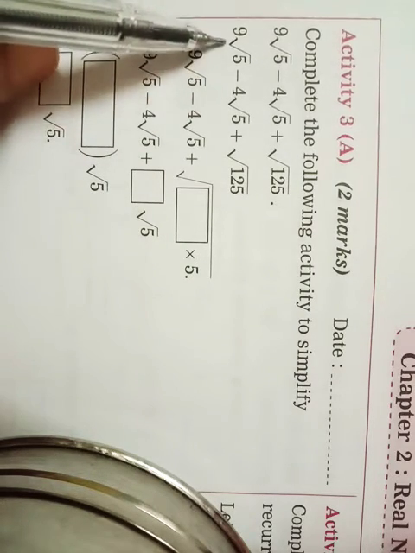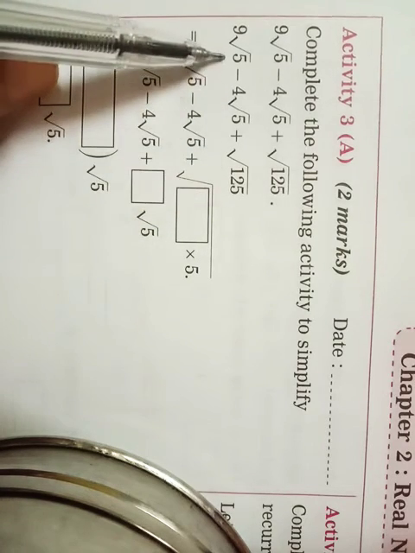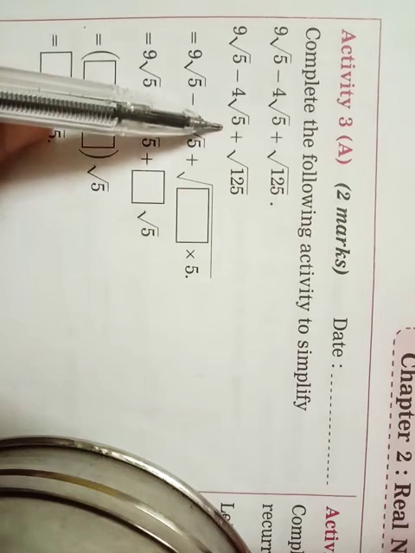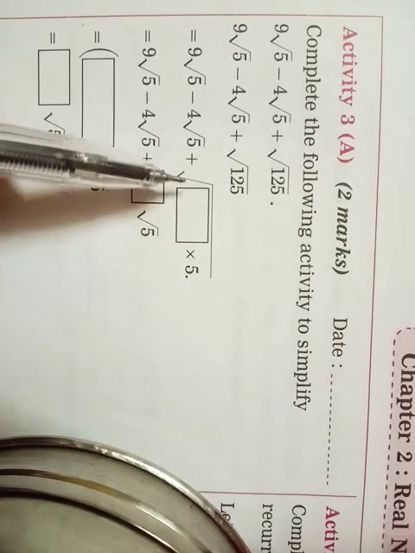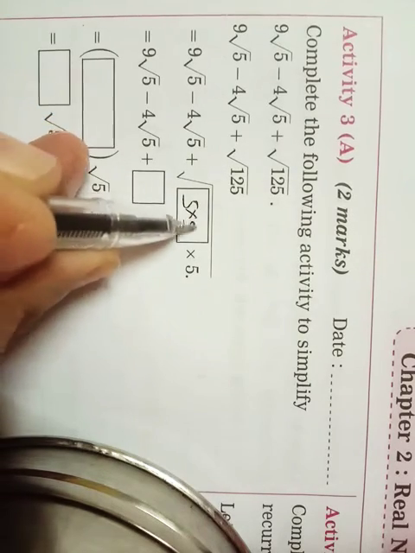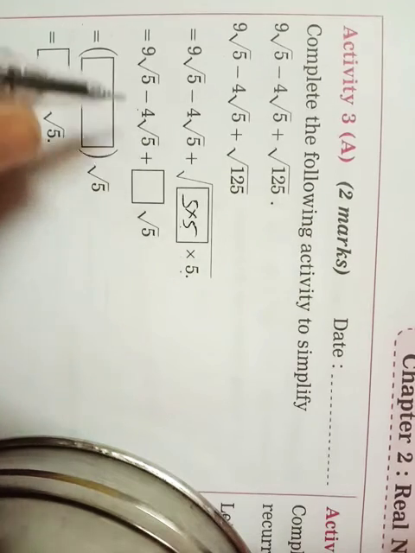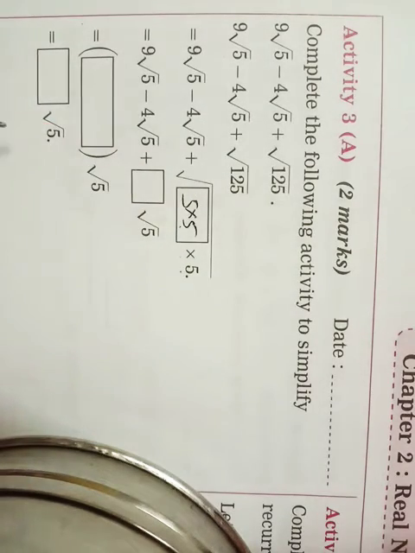9 root 5 minus 4 root 5 plus square root of 125. Now 5 is a prime number. This 5 is also a prime number. 125 we can factorize as 5 into 5 into 5. 5 fives are 25, into 5 is 125.